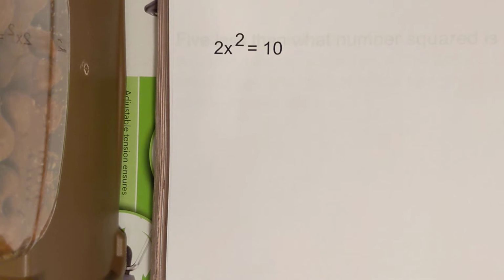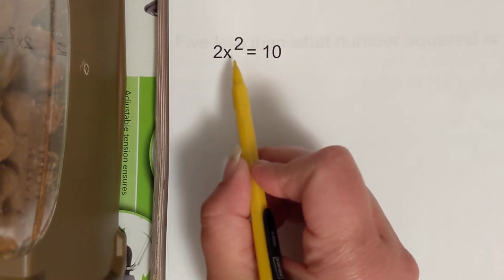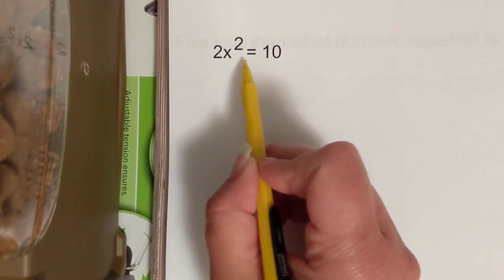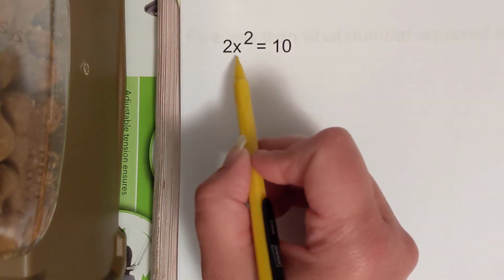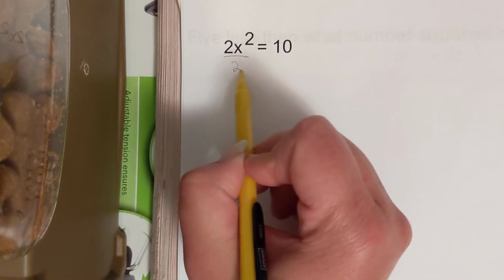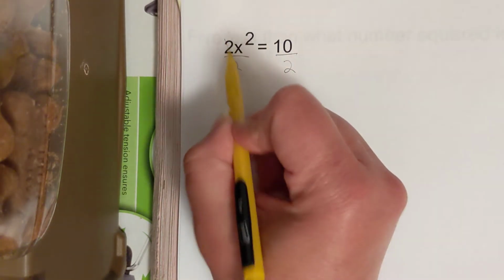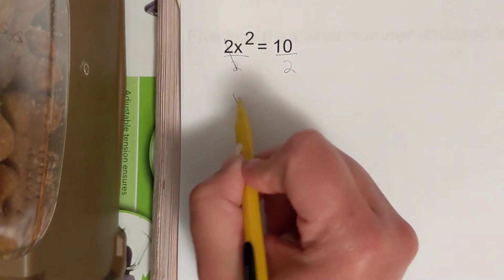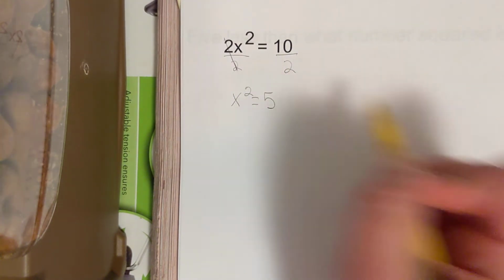All right, we have 2x squared equals 10. So I'm not adding or subtracting anything to the x term here, so I don't have to worry about that first step that we have been doing. I need to get this x squared by itself. So let's divide by 2 and divide by 2. The 2's cancel out. I get x squared equals 10 divided by 2 is 5.